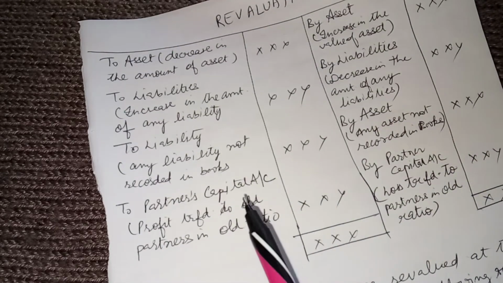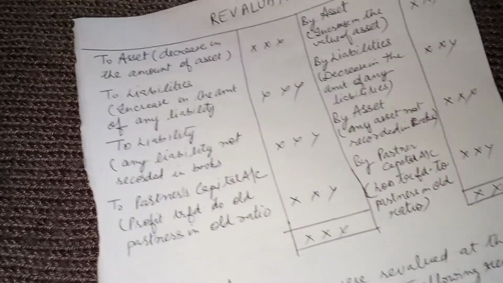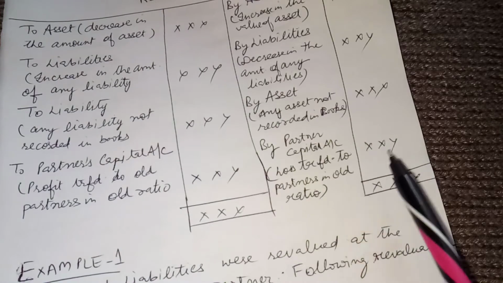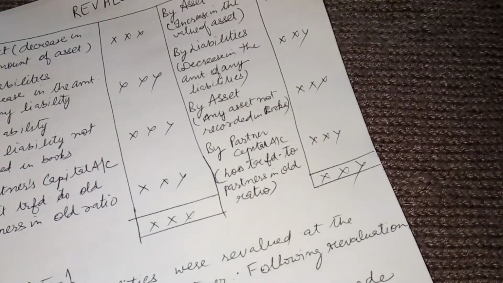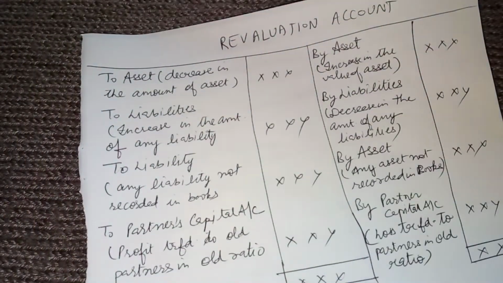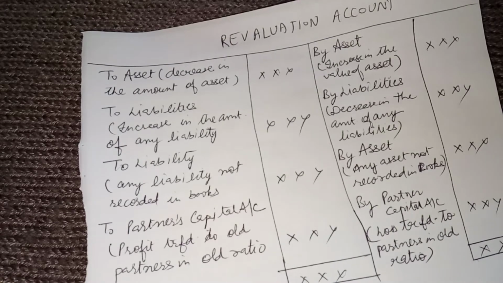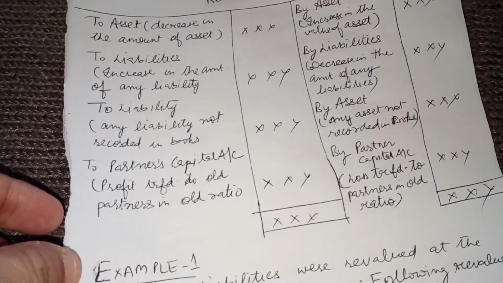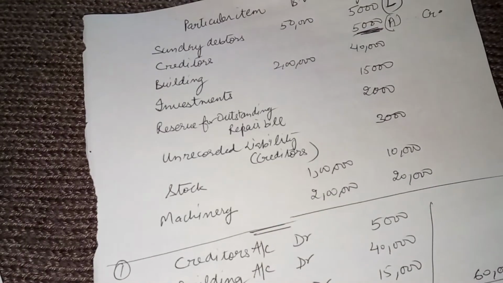Now if there is a profit, then to partners capital account, the profit will come in the old profit sharing ratio. And if there is a loss, then by partners capital account, the loss is transferred to the partners in the old ratio. So this was all about the revaluation account that is made on the admission of a partner. Now let us do one example here to note down the various effects of increase or decrease of the assets on the revaluation account.